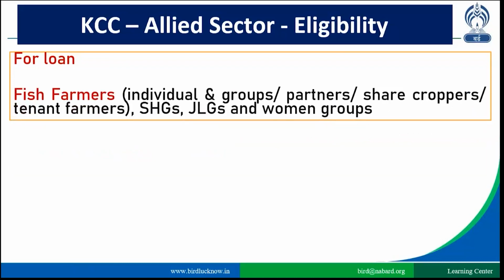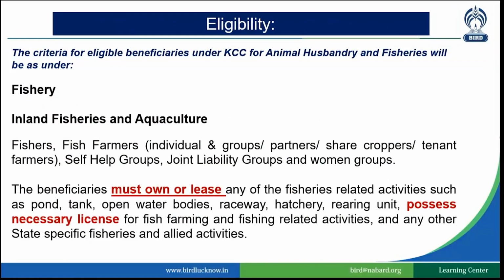Then for fish farmers, from individuals to SHGs to JLGs to women groups, those who are farming fish are eligible. And again, the beneficiary must own or lease the pond or tank or open water body, raceway, hatchery, rearing unit for which they are applying for the KCC fisheries. And as per local requirement, they should also possess the necessary license, if it is required. Maybe in most states it is not required, but if for that activity there is a requirement of a license, then they should possess that.